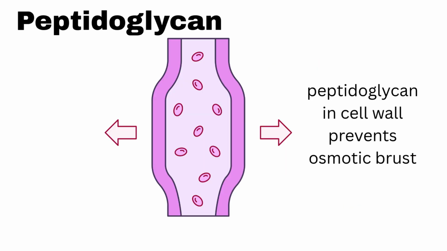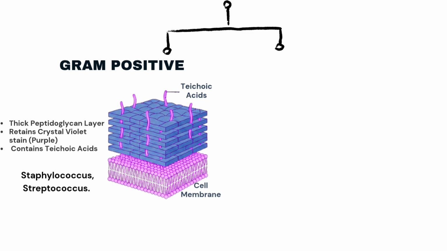Now, the architecture of this pressure vessel divides almost all of microbiology into two massive camps. Gram-positive bacteria have a tremendously thick wall. We're talking up to 60 layers of peptidoglycan. And buried right inside this thick wall is lipoteichoic acid, a molecule that can trigger massive immune responses in patients.